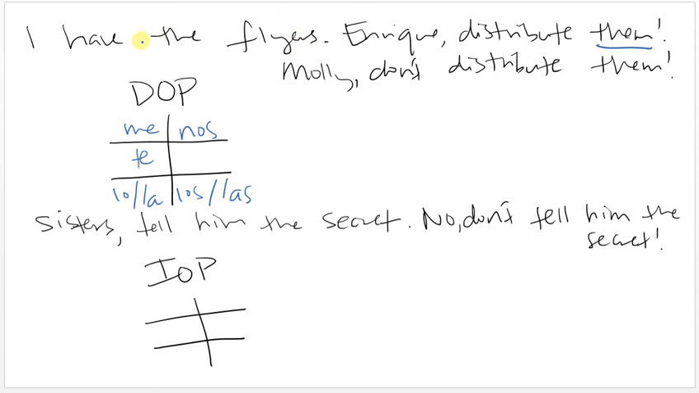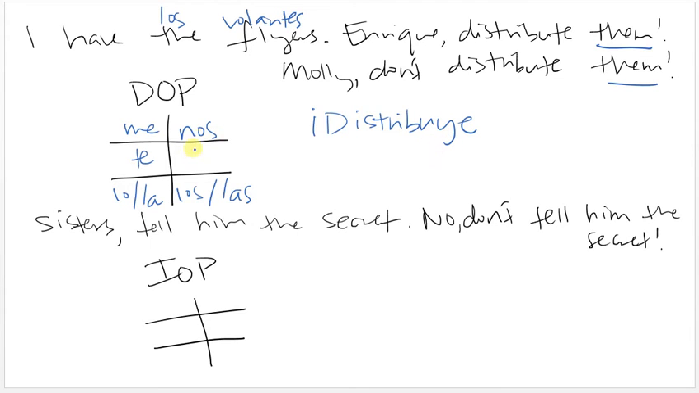I don't want to say I have the flyers, Enrique, distribute the flyers. I just say distribute them. Molly, don't distribute them. So remember, the flyers is los volantes. So Enrique, I'm going to use a tú command because I'm familiar with him. So I'm going to do the él, ella, usted form of the verb. Distribuye is the él, ella, usted form of the verb.